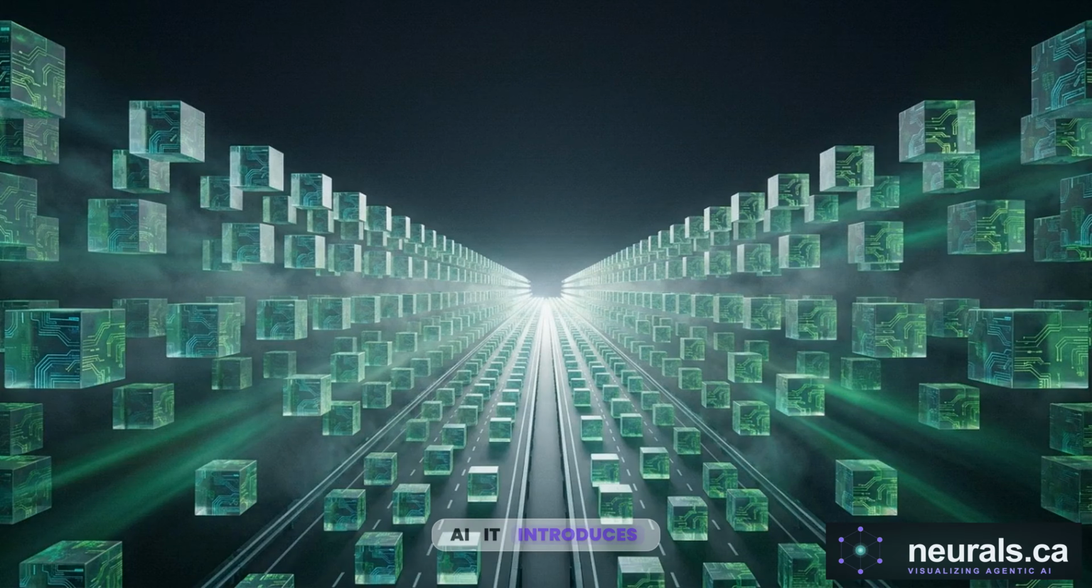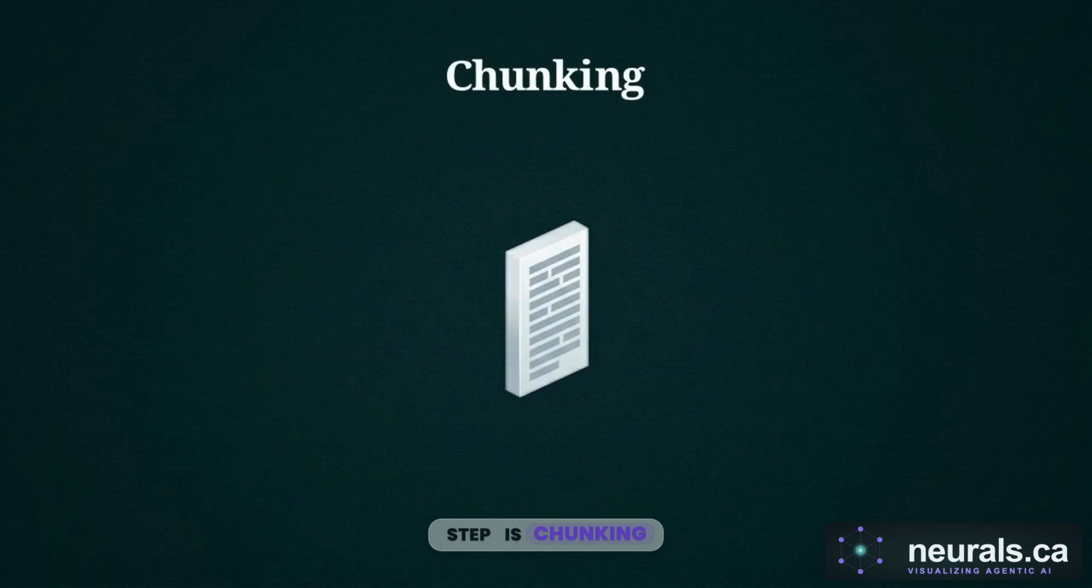Dialing in those three variables separates a brittle prototype from a robust production-grade application. We will break down exactly how to engineer those components in the next chapter. How we chunk our text, which embedding model we use to translate it, and the vector database we select to store and search it. The first step is chunking.